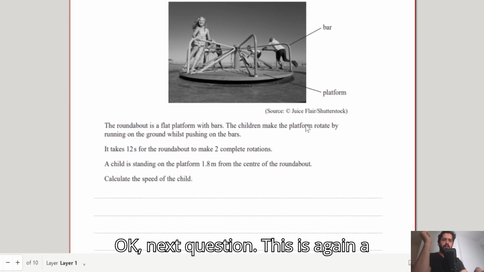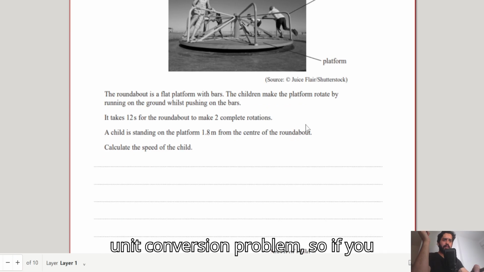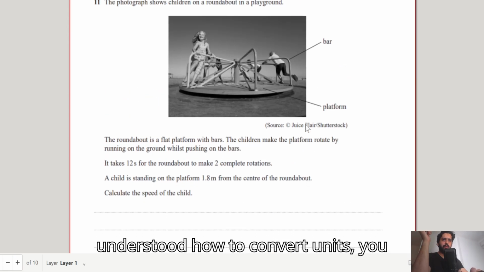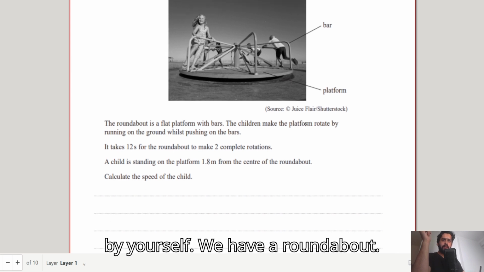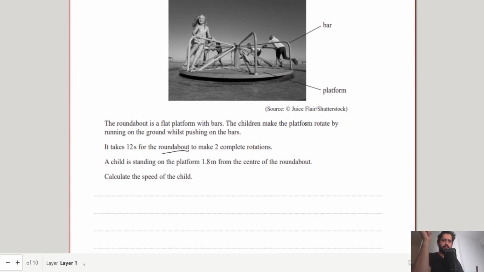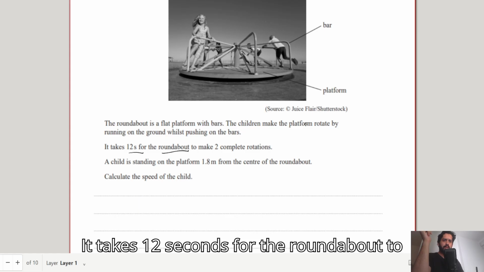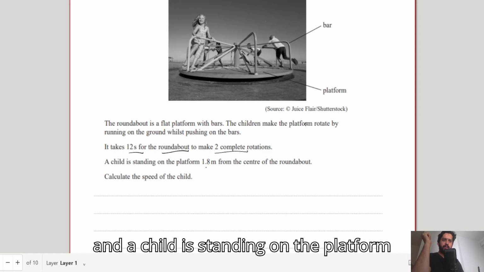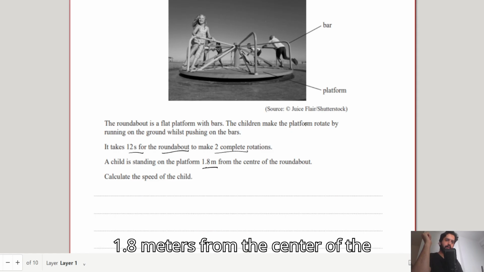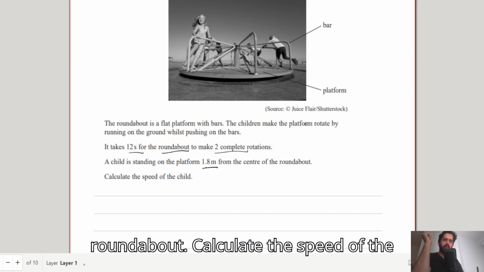Okay, next question. This is again a unit conversion problem. If you understood how to convert units, you should stop the video and try this question by yourself. We have a roundabout. It takes 12 seconds for the roundabout to complete 2 rotations, and a child is standing on the platform 1.8 meters from the center of the roundabout. Calculate the speed of the child.